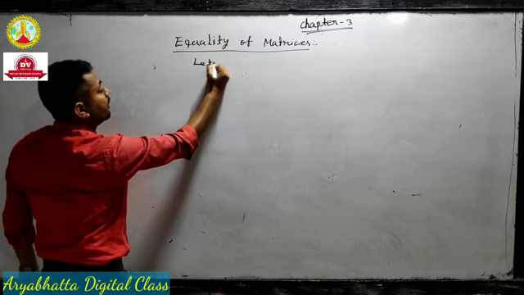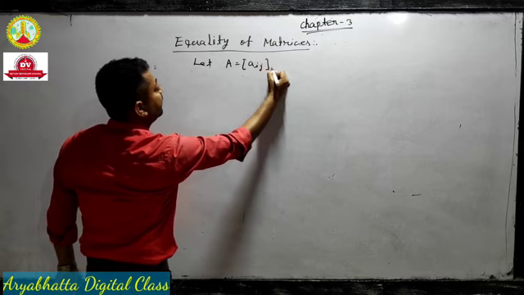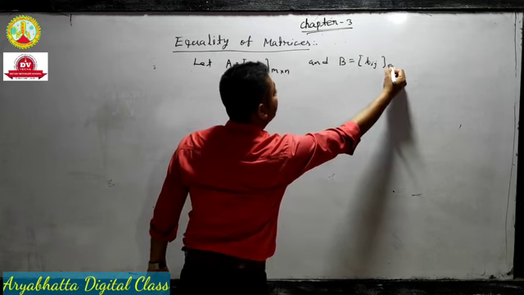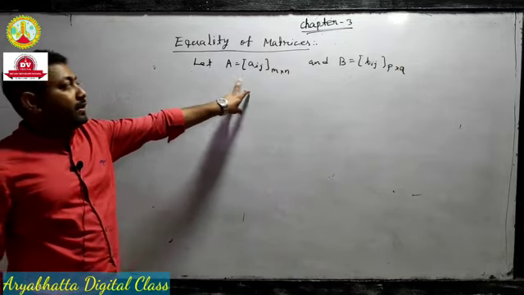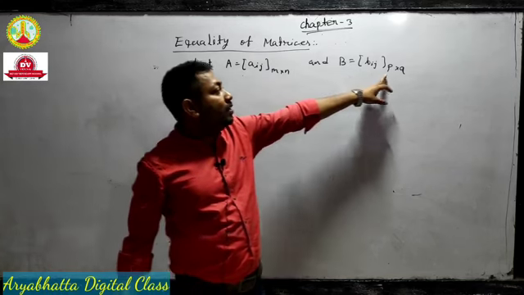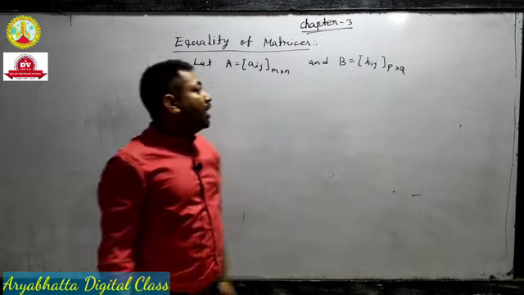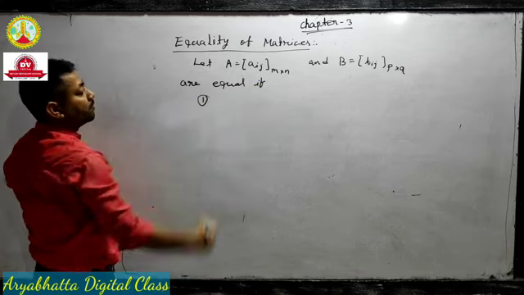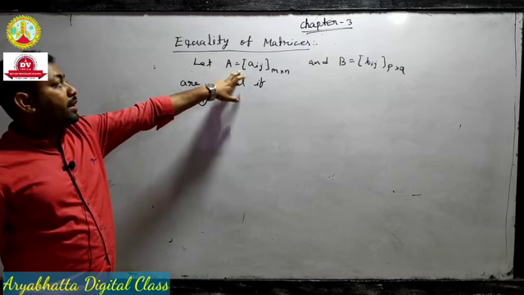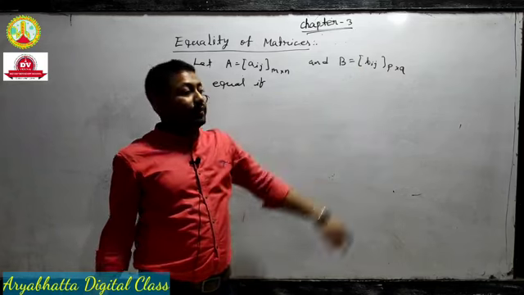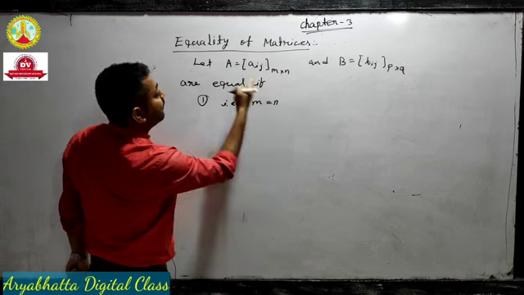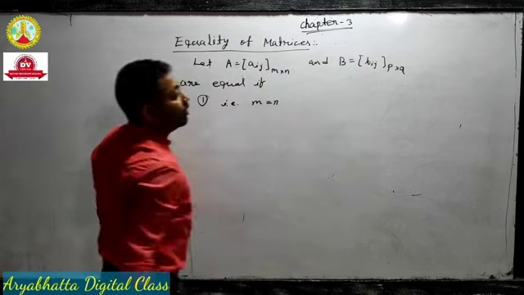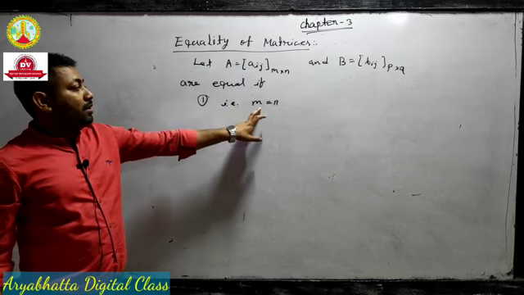Let A be a matrix of order m by n and B a matrix of order p by q. That means the number of rows is p and the number of columns is q. They are equal if, number 1, the number of rows in A is equal to the number of rows in B. That is, m equals p. Because in this matrix the number of rows is m, and in this matrix the number of rows is p. Therefore, condition 1: m equals p.